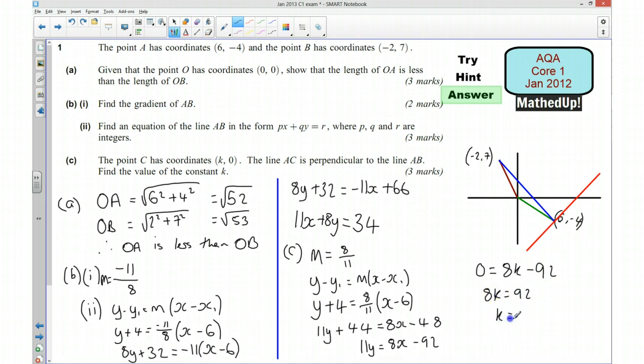which means k is going to be equal to 92 over 8, and if we simplify that, 4 is a common factor of both of these, so k is going to be equal to 23 halves. Okay, so our solution for this is going to be k is equal to 23 halves, or we could have written that as 11.5.